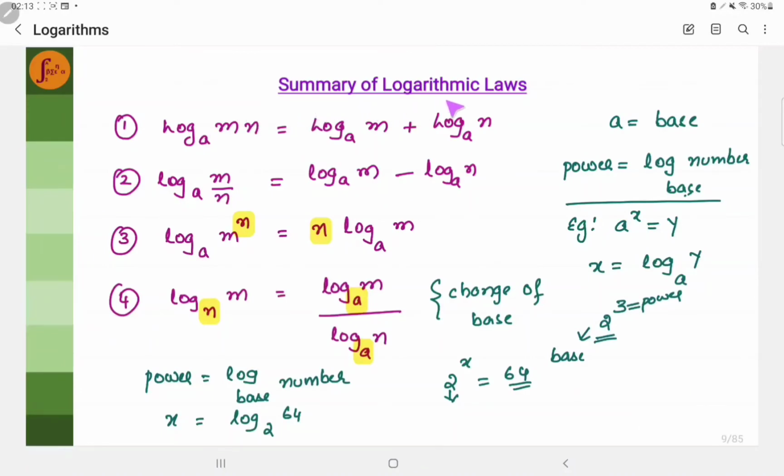Let's go through logarithmic laws. There are 4 important laws of logarithms. The entire concept of logarithm is dependent on these 4 critical laws. Let's go through them one by one along with their proofs.